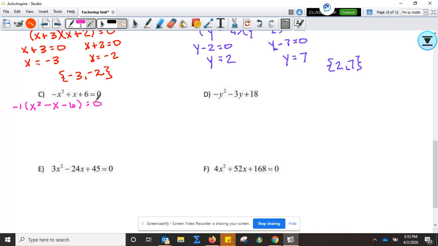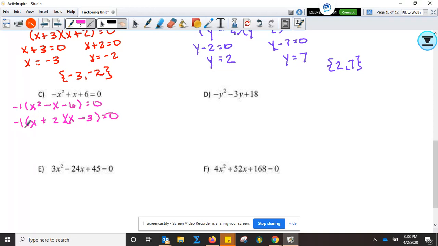Now I'm going to multiply to get negative 6, and my signs are going to be opposite because it's minus, and I'm going to subtract to get 1. So it's going to be x plus 2, x minus 3 equals 0. And don't forget the negative 1.